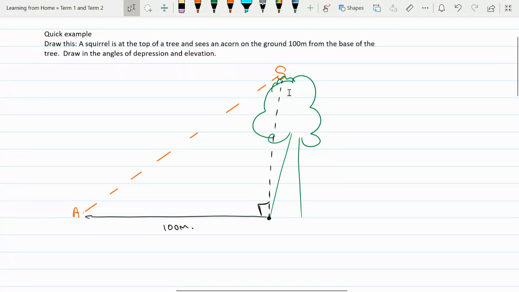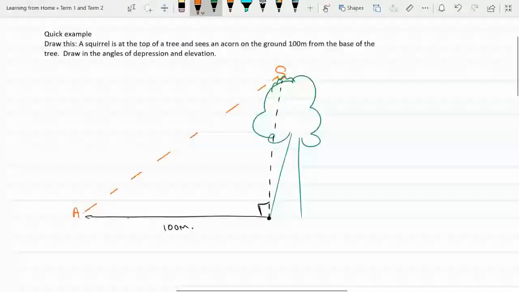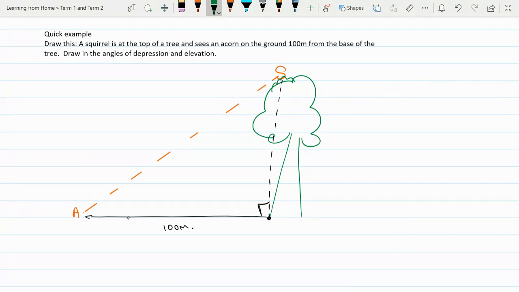So remembering that these are always drawn from the horizontal. There's only one horizontal line in here currently, and that's this one down here at the base. So that angle is going from the horizontal up, right, to the line of sight between them. So this is an angle, we'll just call it theta. This is our angle of elevation.